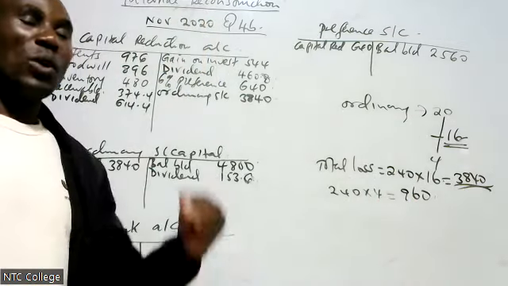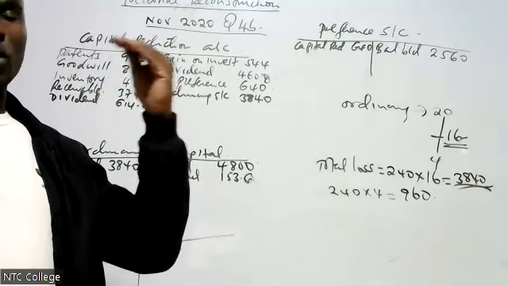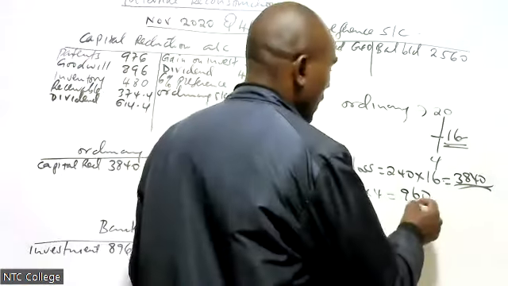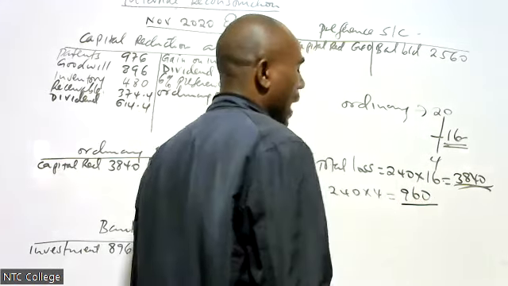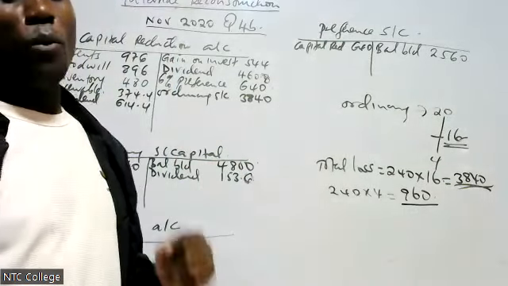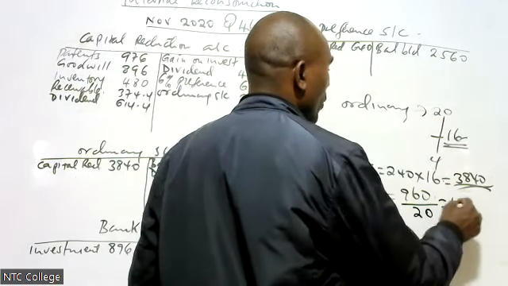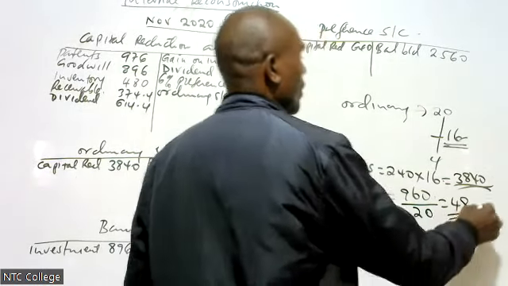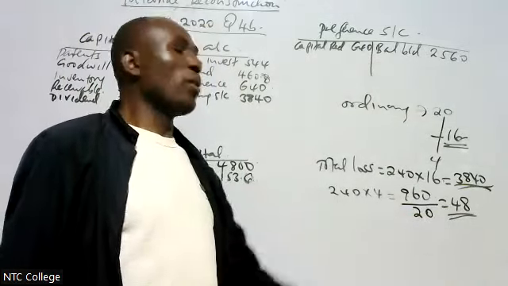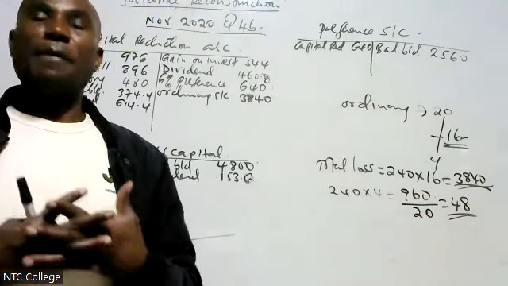The examiner is saying we are going to consolidate those shares again to shares of shillings 20. Therefore, if we consolidate, the examiner wants to know how many shares of shillings 20 we are remaining with. When you divide 960 by 20, we are remaining with 48 shares. From 240, we are remaining with 48 shares.